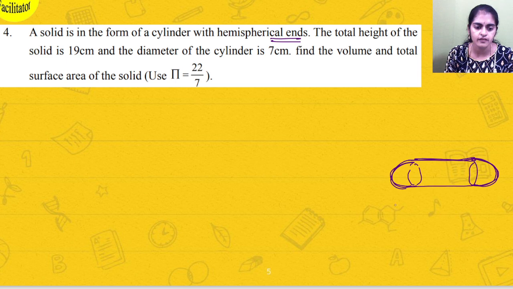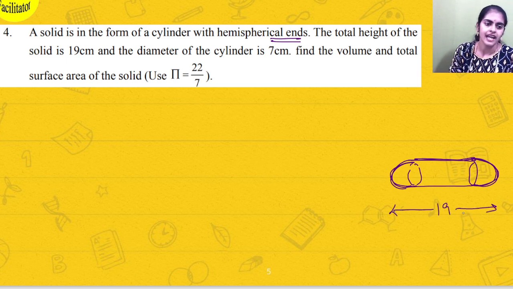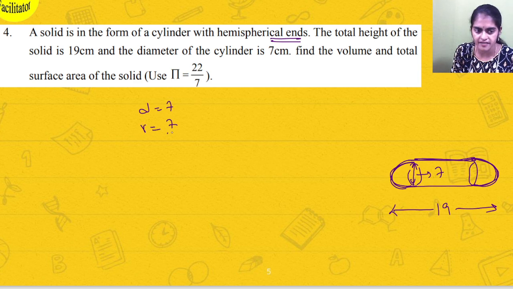The total height of the solid is given as 19. And the diameter of the cylinder is 7. So this diameter is given as 7. Okay. What is the radius? 7 by 2.